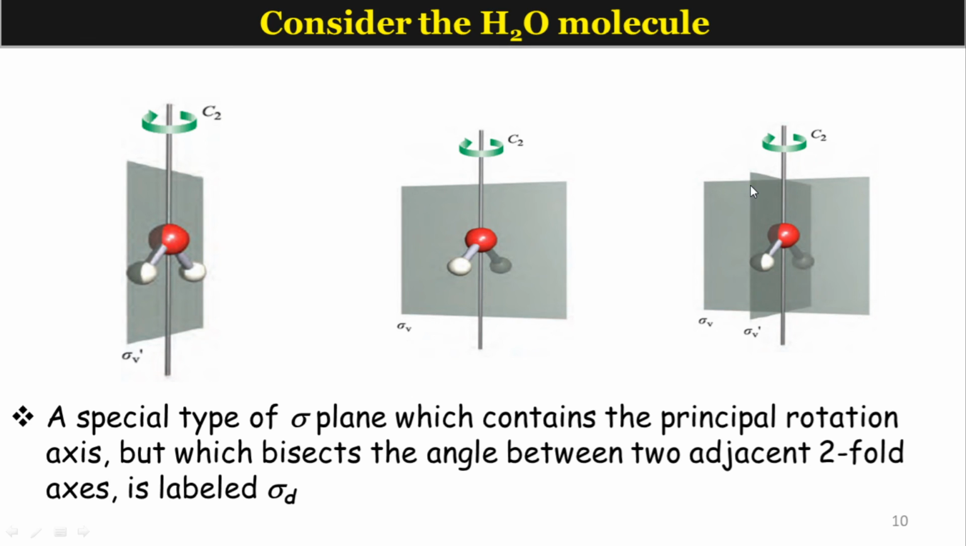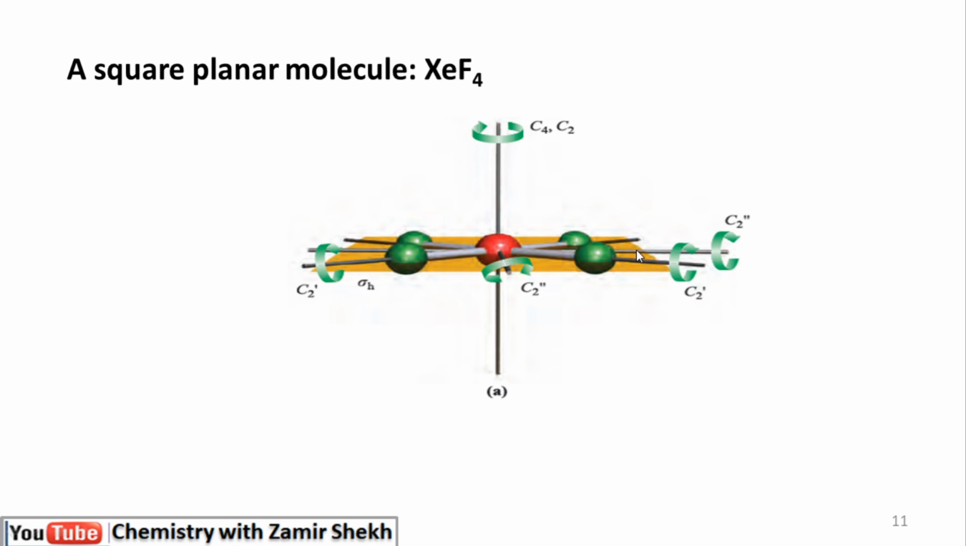So let's take the example of xenon tetrafluoride. Again, it is a planar molecule. So first find out the principal axis, then find out the subsidiary axes, and then the remaining properties. Okay. So in this lecture, we are just talking about some basic concepts regarding symmetry and the types of elements.